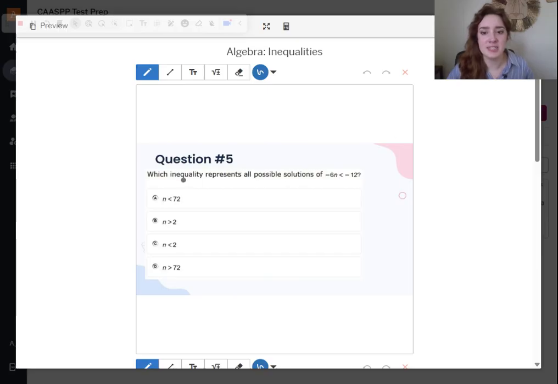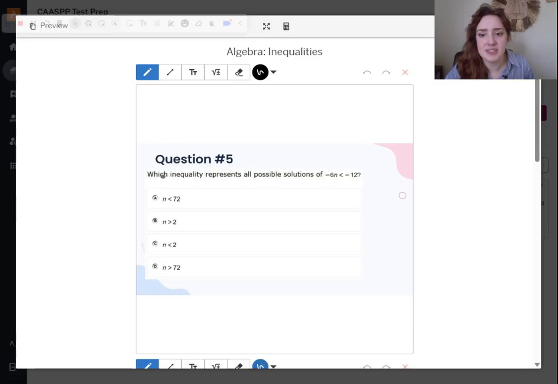This is the first one. Again, the question numbers are kind of weird. I pulled them from the sample practice test that's on the CAASPP website, so these questions are public. If you would like to practice these on your own, search CAASPP math practice test, click on that first link, and use the guest login to jump in and take that practice test. So these are questions from the practice test.